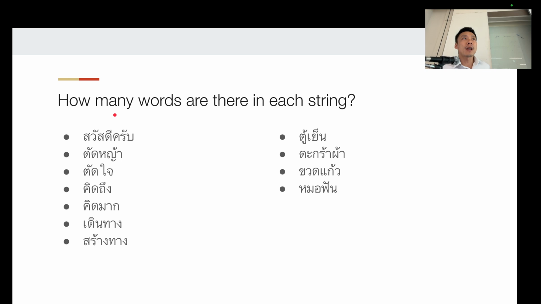2 words. What are they? สวัสดี and ครับ. Okay, cool. We all agree 2 words, yeah? Also, don't confuse words and syllables, okay? I thought somebody would say 3 syllables, 3 words. Only 2, okay? Next one, ตัดหญ้า, how many words? 2, ตัด and หญ้า, great. What about ตัดใจ?